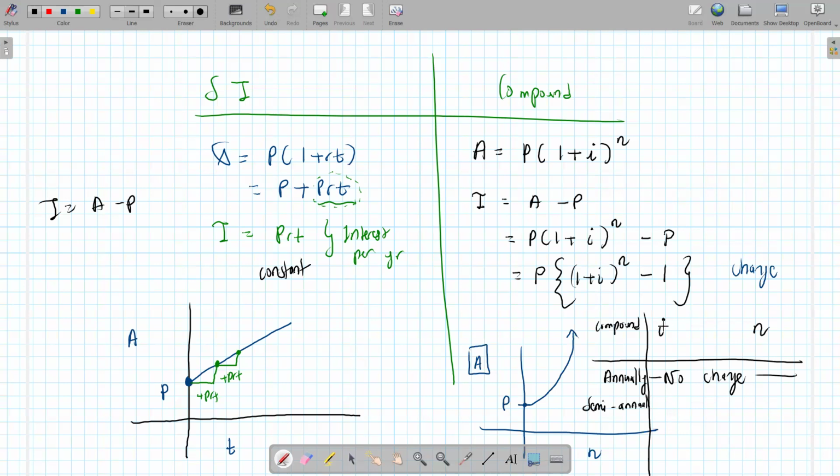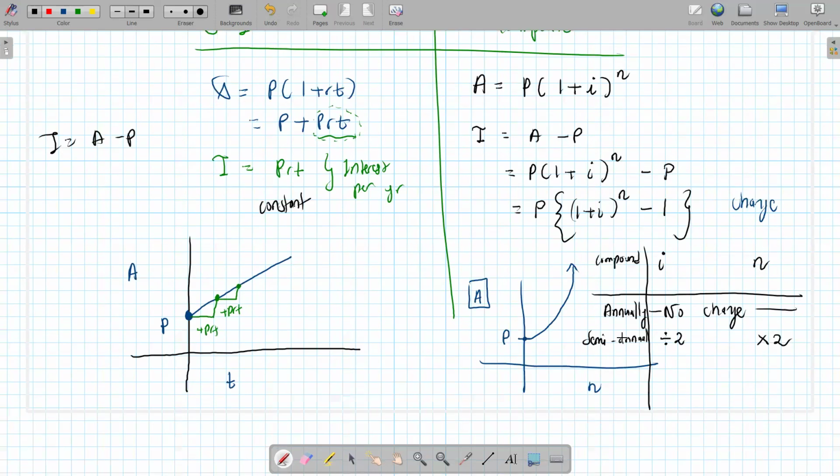Twice. So for the interest, you always divide the interest rate by that, and you always multiply n, which is the compounding periods, by that, whatever this amount is. So semi-annually, it'll be 2. Quarterly, it'll be 4. What do you think monthly will be? How many months in a year? 12. So like that.